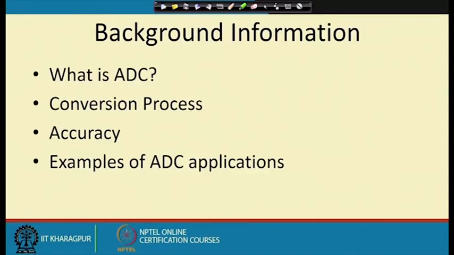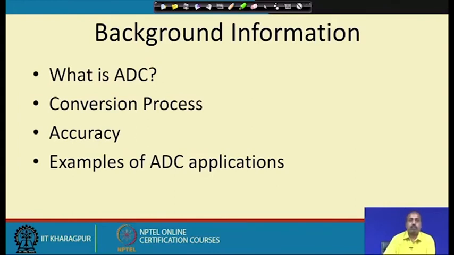We will be discussing these points: what is ADC, what is the conversion process, what is the accuracy of an ADC, and some examples of ADC applications. So, we will go in this sequence.